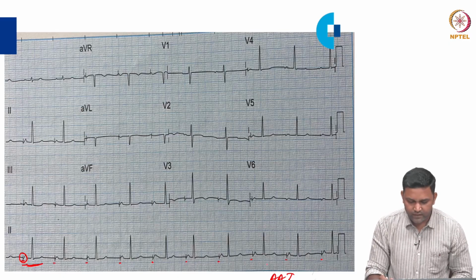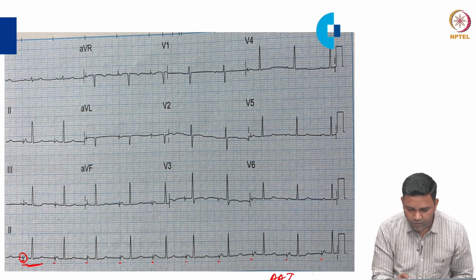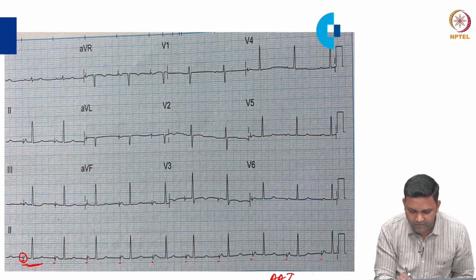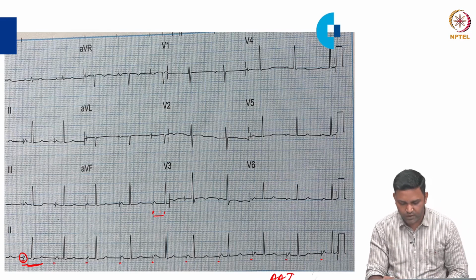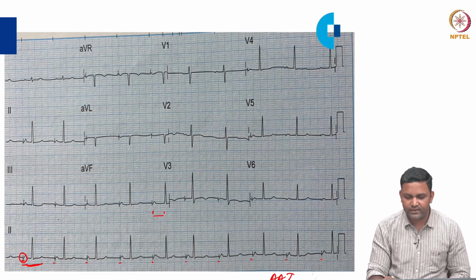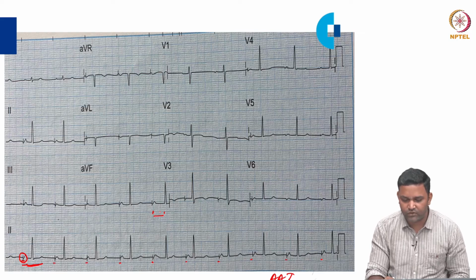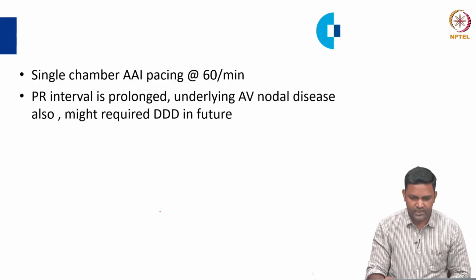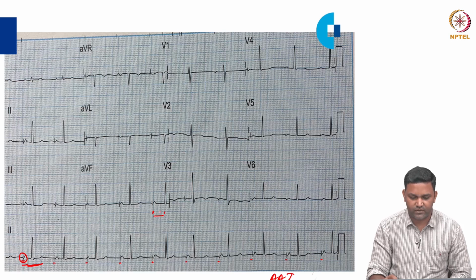pacemaker, and you can see the PR is quite prolonged. The PR interval is supposed to be less than 200 milliseconds. You can see here, it is more than one big box, so it is more than 200 milliseconds. So, this patient has an underlying AV block also. So, this is a single chamber pacemaker at 60 per minute. So, the heart rate is 60.